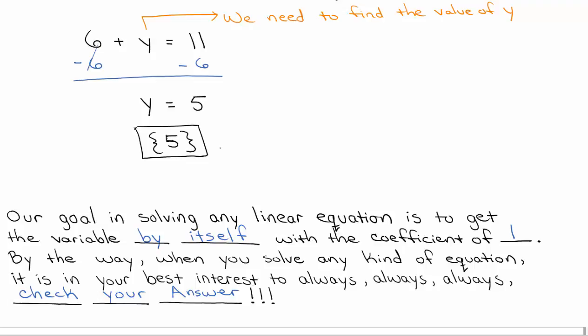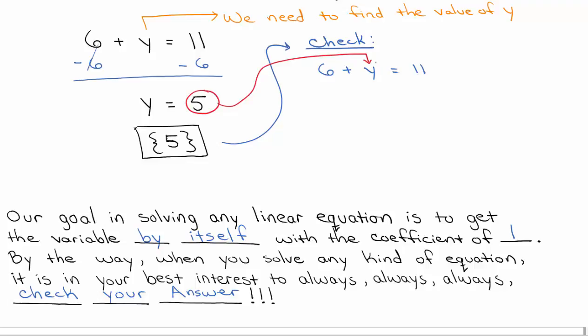So if I wanted to check this particular answer, the one that I just finished doing right over here, check. I had 6 plus y is equal to 11, but instead of y, we're going to substitute 5 for y. So this will give me 6 plus 5, and we're going to check to see if that's equal to 11. 6 plus 5 is equal to 11. Therefore, yes, 5 is the solution to this equation.